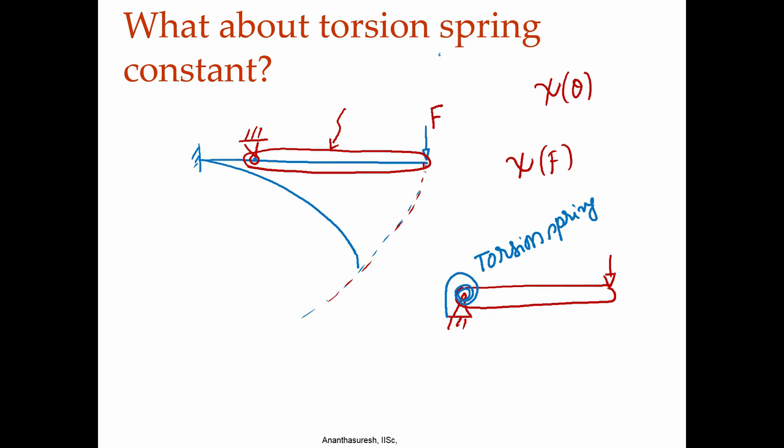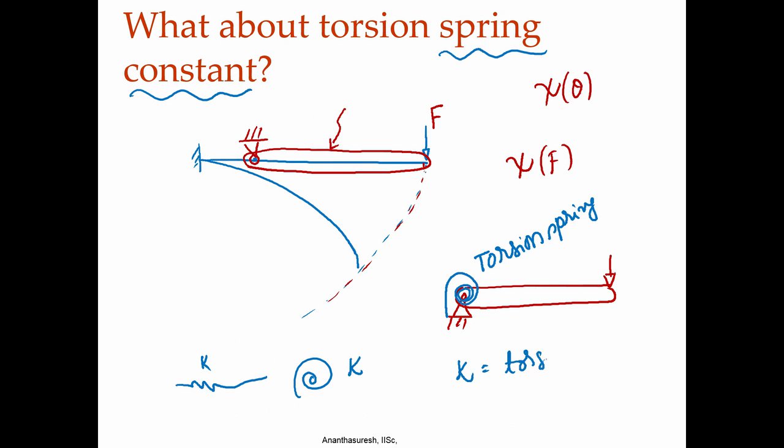Whenever we show a spring, we implicitly assume that it is linear. I mean, it need not be. In fact, compliant mechanisms are non-linear springs. But whenever I draw a spring like this, immediately I want to know what this K is. Similarly, if I show a torsion spring like this, I want to know what its kappa is. So, kappa is the torsion spring constant.